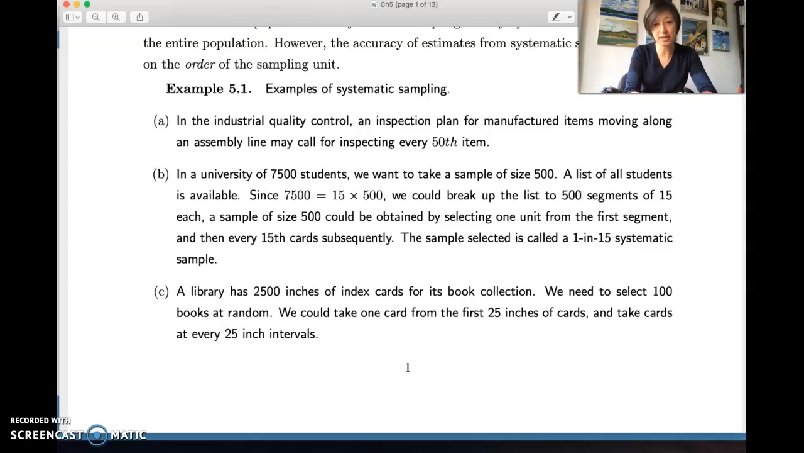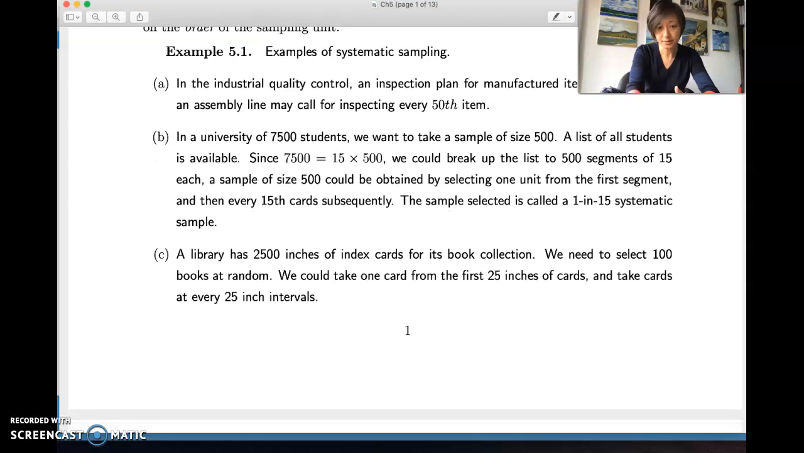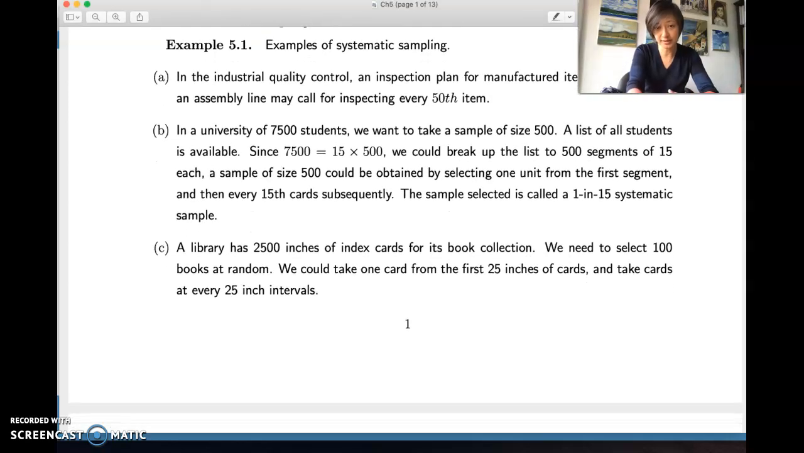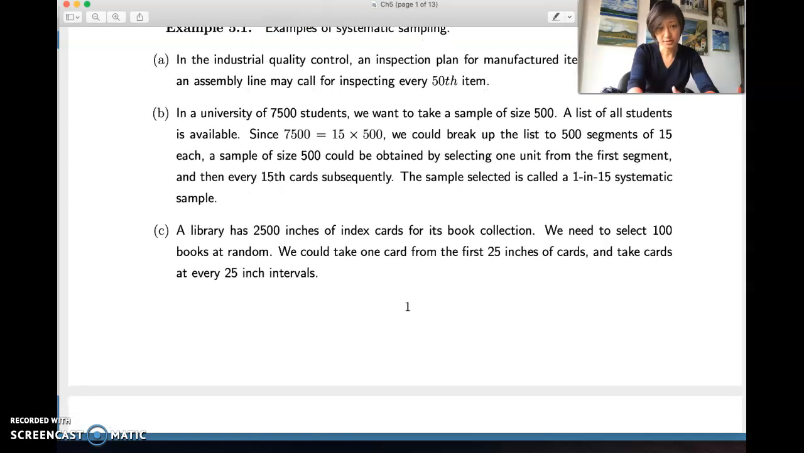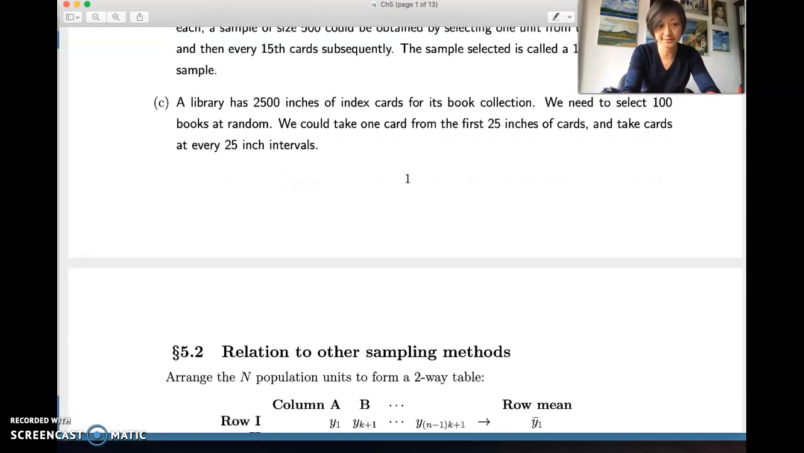So we want to randomly select 100 books. If that's the case, we can divide 2500 inches by 100, so every 25 inches will become the interval. Let's say we randomly choose from the 1st to the 25th for a random start. Say the first card was chosen, then the 26th card, and then the 51st card, etc. and the next would be chosen in a systematic way out of the box.